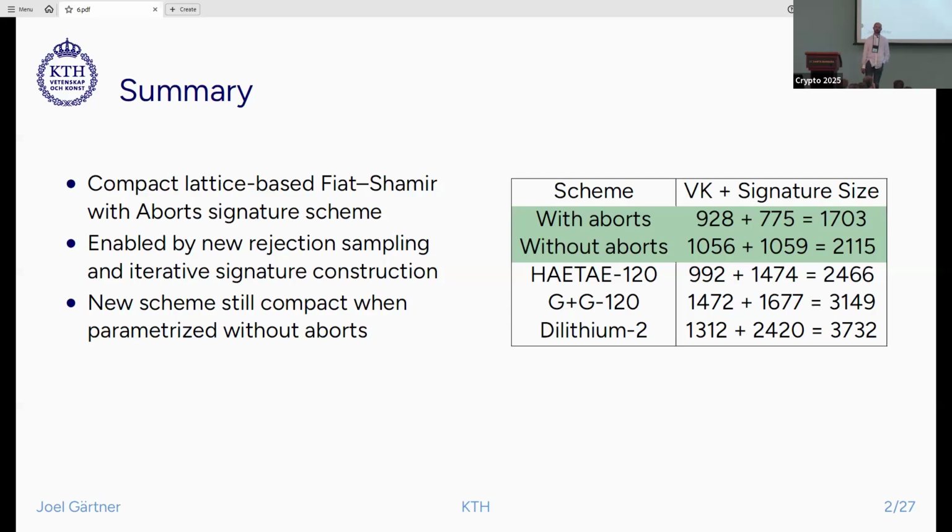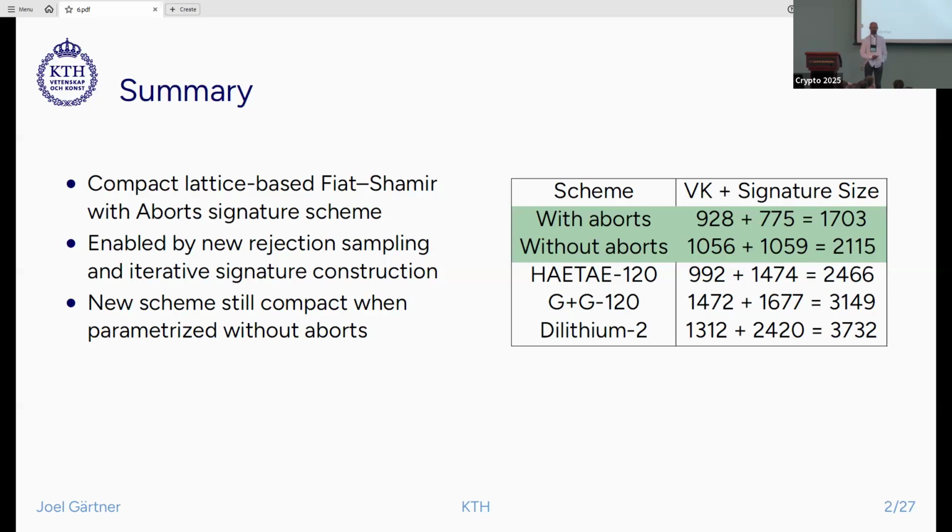Our new methods also allow us to parameterize our scheme so that we can actually ignore, in a secure way, the aborts part of the Fiat-Shamir with aborts paradigm, while keeping the scheme very compact. Although it somewhat decreases the compactness, it still results in a scheme significantly more compact than previous comparable alternatives.